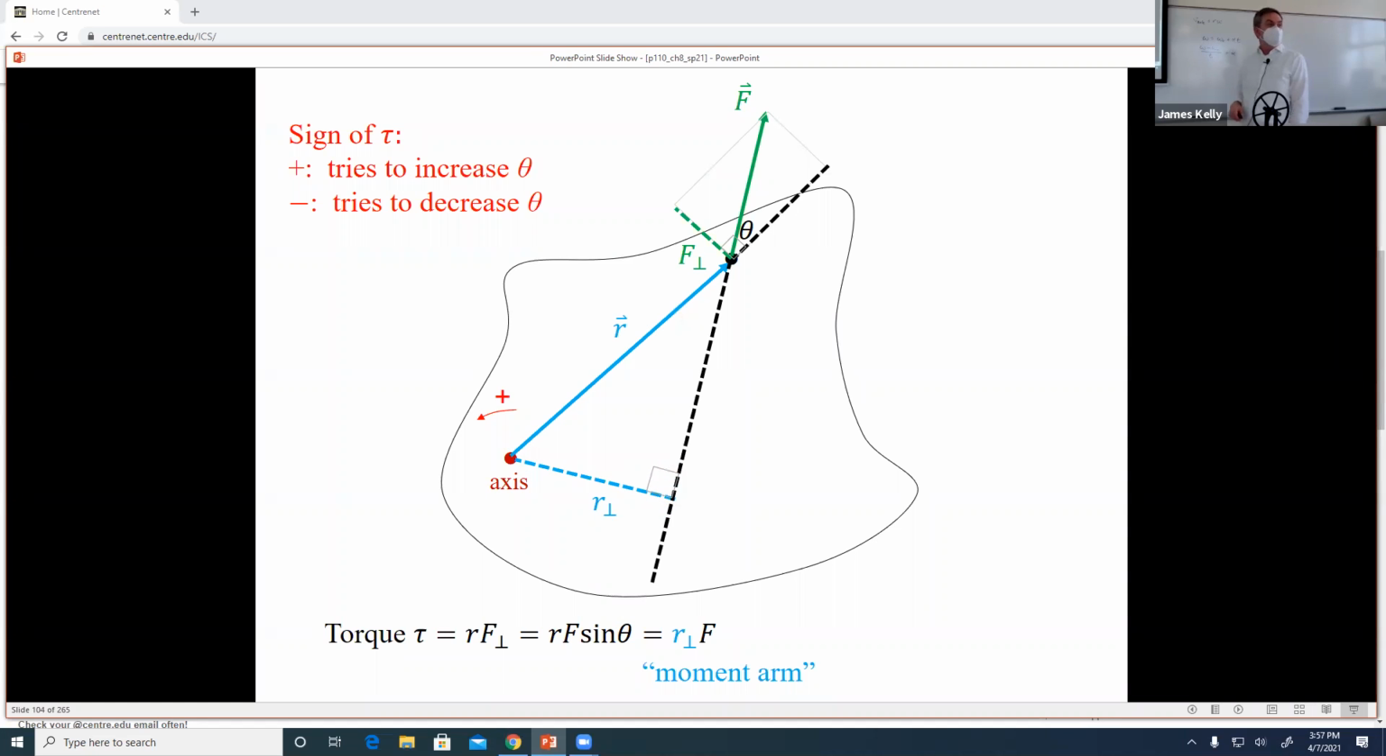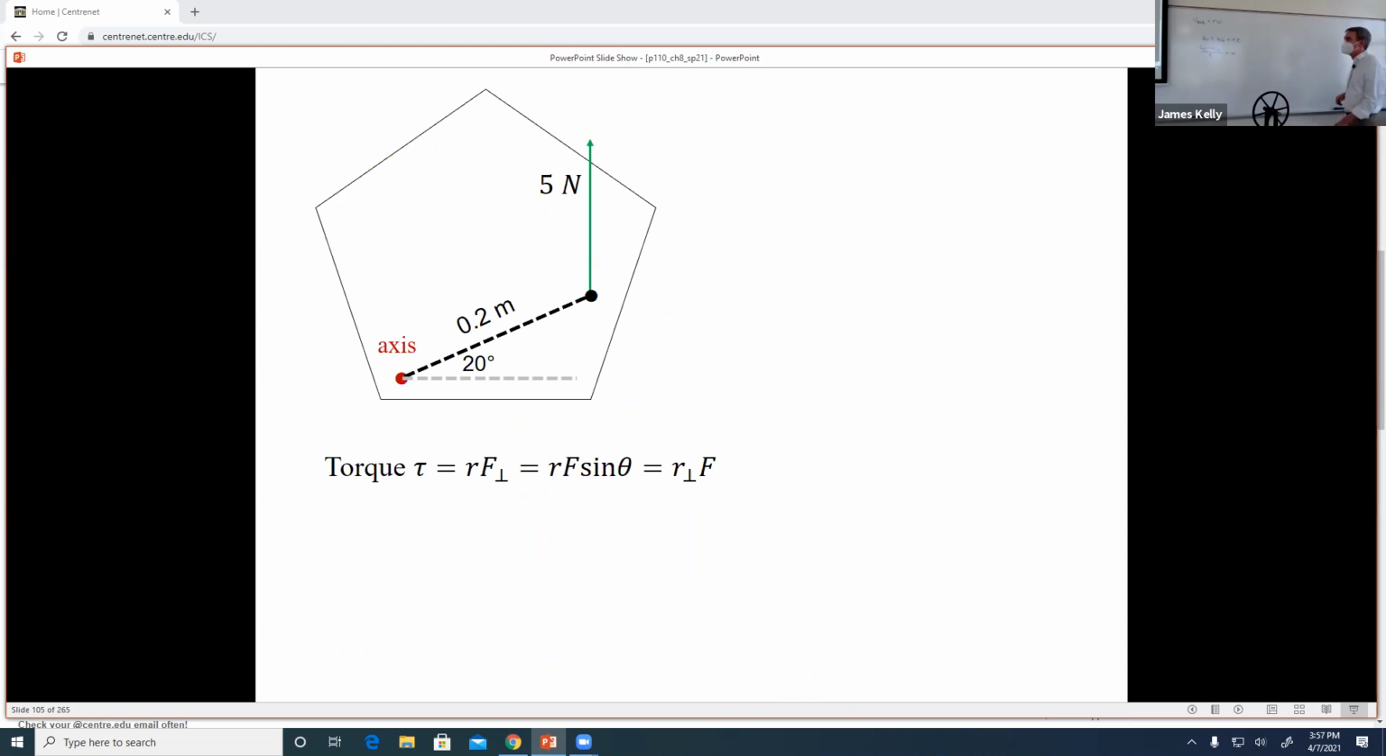So this is just a double rebranding of the same formula over and over again, but it kind of feels a little bit different. Sometimes you'll be able to look at a problem and you'll say, oh, they're giving me the moment arm, so use that formula. Sometimes you'll obviously see what the perpendicular component of the force is. Okay, use that form of the formula. And sometimes you'll be given this angle, and then you might want to use the one with the sine of theta. So do whatever's easiest.